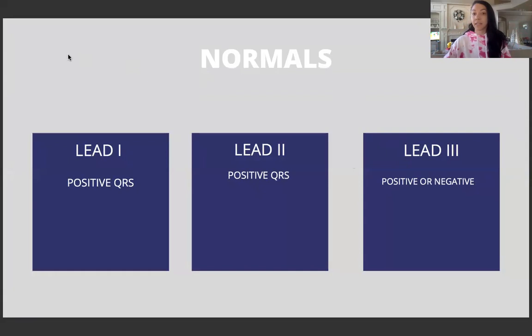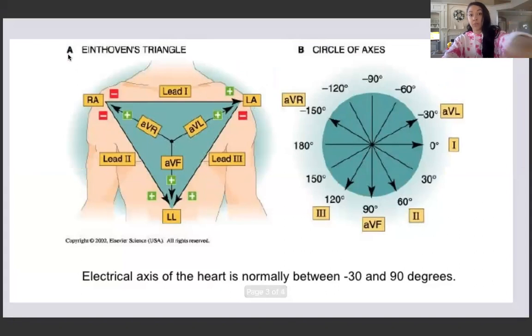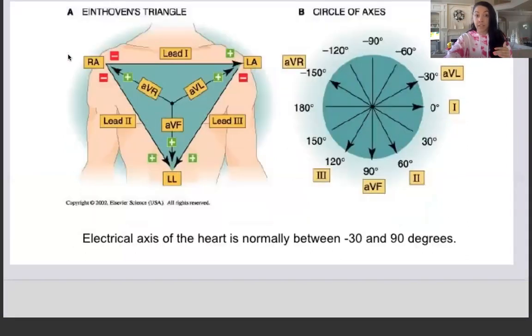And then just to close us out really quick, know your normals. So basically lead 1 and lead 2 are going to be the main ones that tell you if there's some type of axis deviation. So it is normal for lead 1 to be a positive QRS, okay? Because if we look at where lead 1 is going, we're going from the right arm to the left arm. That is lead 1, okay? So it's going to be a positive QRS deflection.